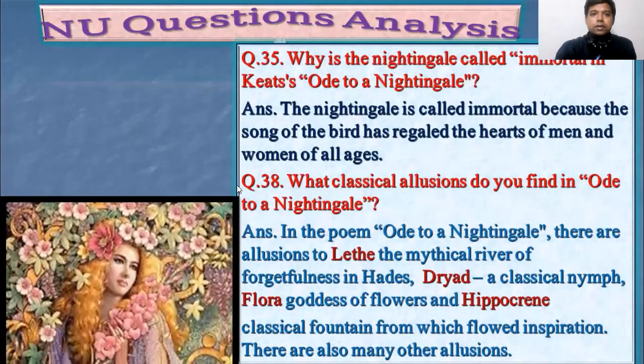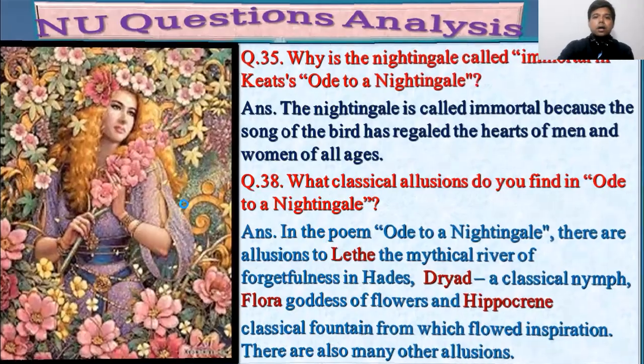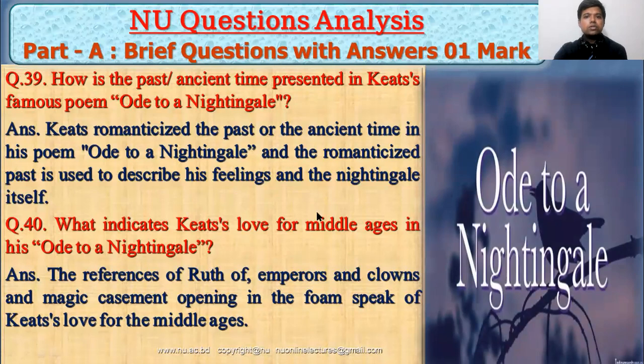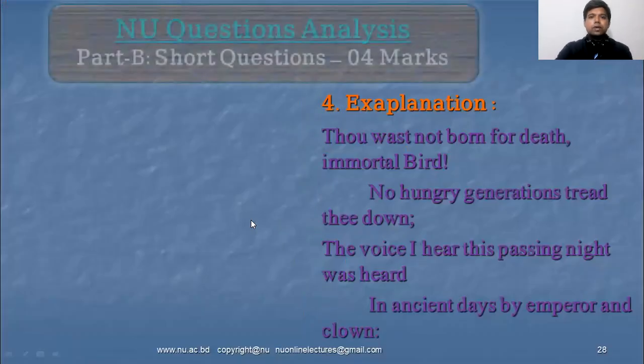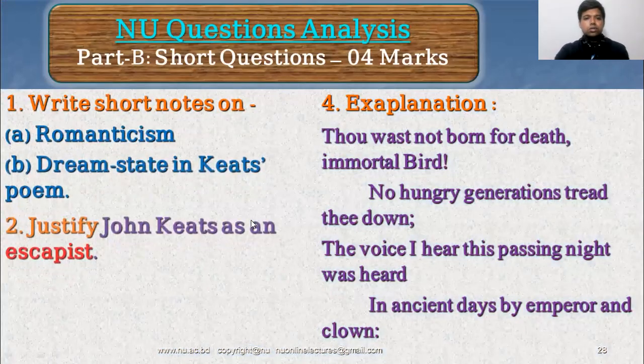Time is almost over. Another question: what classical allusion do you find in Ode to a Nightingale? Such classical allusions you will find: Lethe, which I have already discussed, Flora, this is the image of Flora, goddess of flowers, and Hippocrene. Such allusions you will find in this poem if you go through the text. And also here find another, the Middle Ages, also mentioned in this poem. And now this is the short question, this short question is also important.